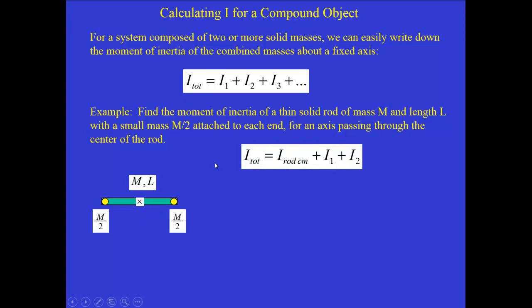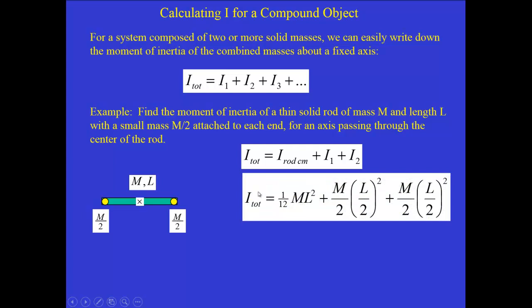How does this work? Well, the total moment of inertia for this entire object is going to be the moment of inertia of just the rod through the center of mass, plus I1, the moment of inertia of the mass on the left-hand side, plus I2, the moment of inertia of the mass on the right-hand side. So this is pretty easy to do. We remember from the previous slide that for a thin solid rod, the moment of inertia is 1/12 mL squared for an axis through its center. So that's the first term here.